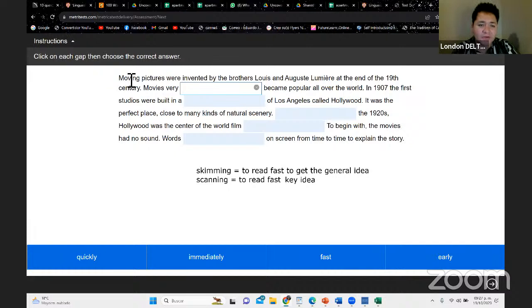Okay, here you have context. Movies became popular all over the world. Okay, you don't need to read all the paragraph. Again, you just need to check this part. Okay, this is the first idea. So movies vary. Okay, what do you have?